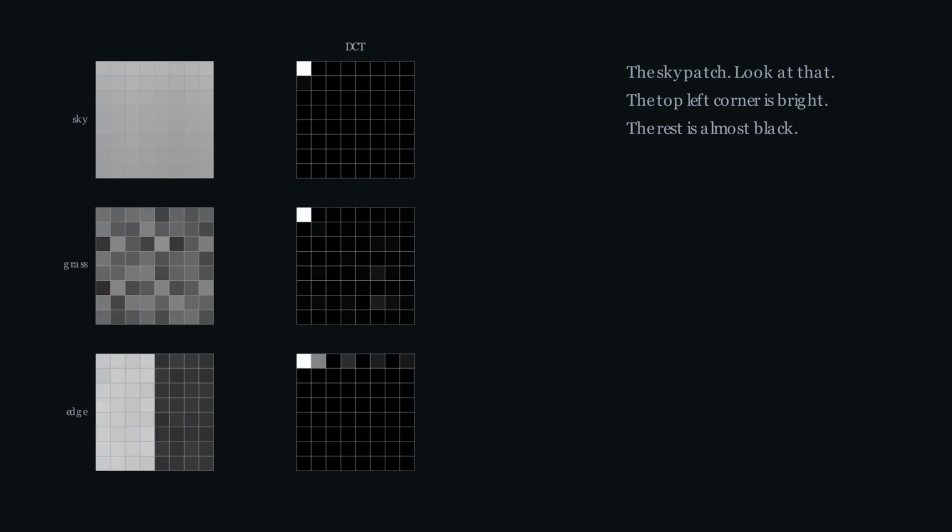Look at that. The top left corner is bright. The rest is almost black. Almost all the energy is in the low frequencies, the patterns that wiggle slowly, which makes sense. The sky barely changes across the patch, so we don't need any fast wiggling patterns to describe it. The grass patch spreads its energy more. There's stuff in the middle and the corners because grass has texture at lots of scales. The edge patch is interesting. There's a streak of bright cells. The edge picks out specific frequencies.